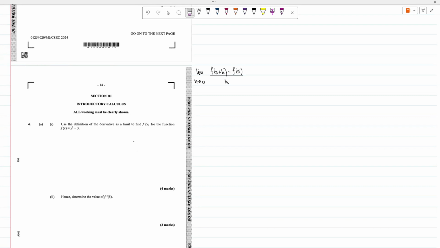So let's consider f of x plus h minus f of x all over h. This is equal to f of x plus h, which is x plus h squared minus 3, take away x squared minus 3, all over h.